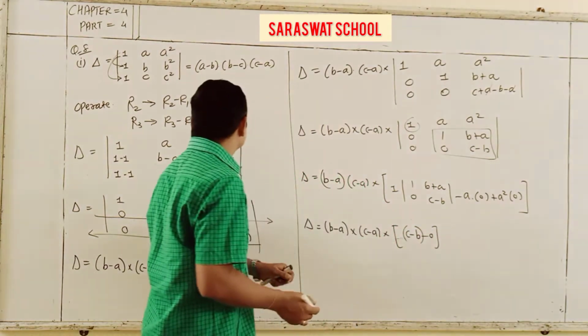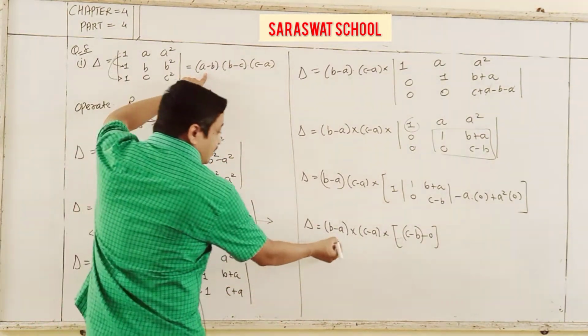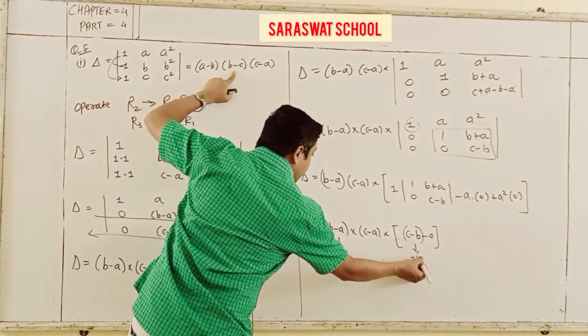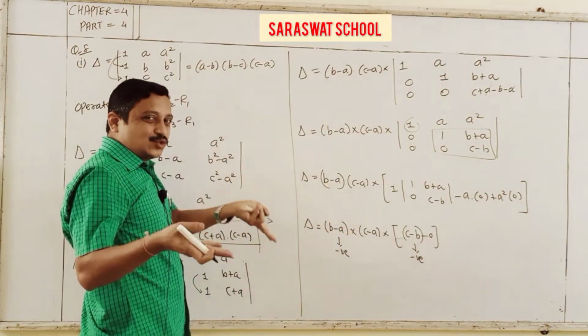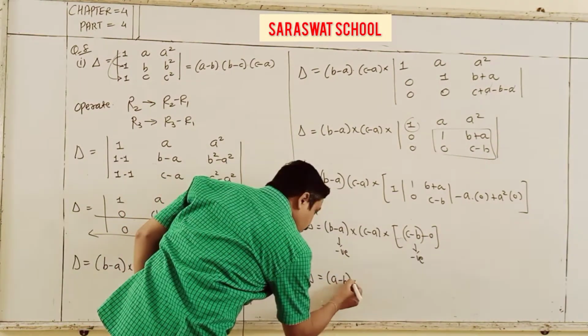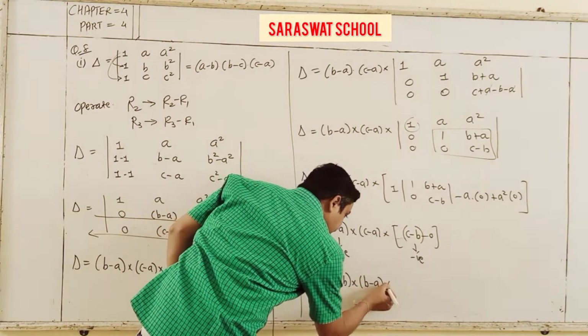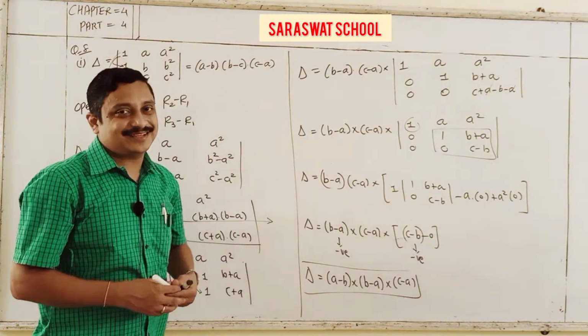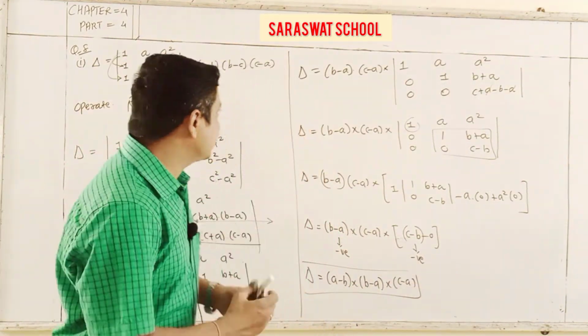And now check your answers. I want a minus b, take minus common, b minus c, take minus common, c minus a, as it is two minus, it is positive. So my answer is a minus b, b minus a, and c minus a. That's your final short answer. Now the 8th question, students.